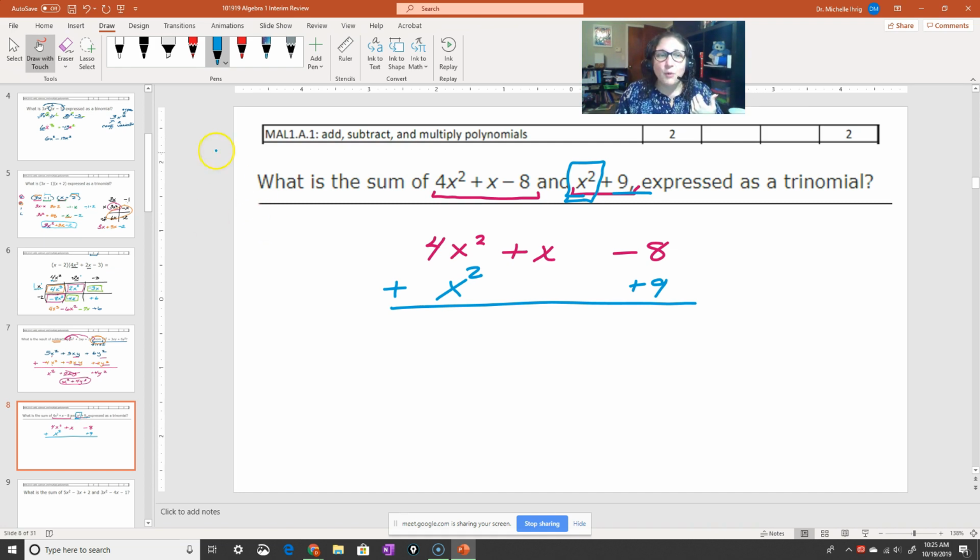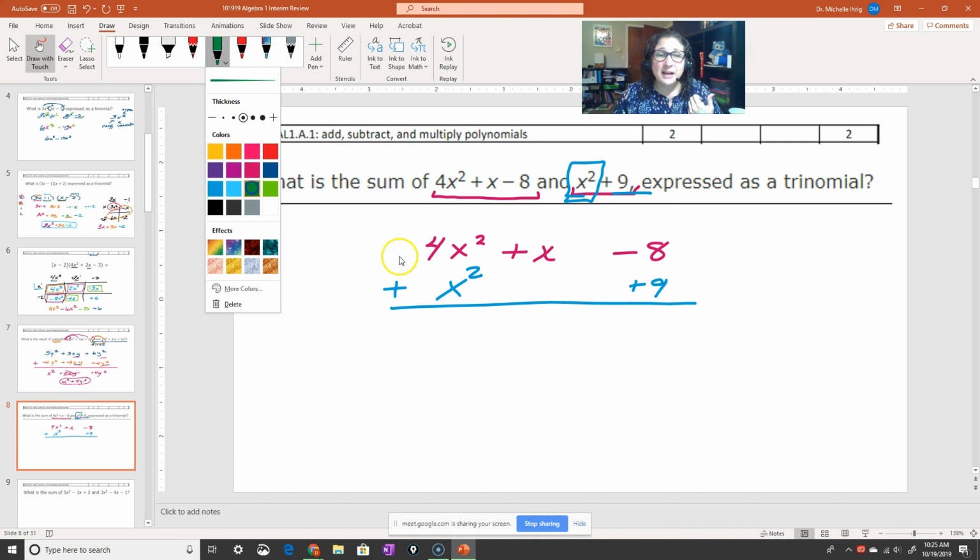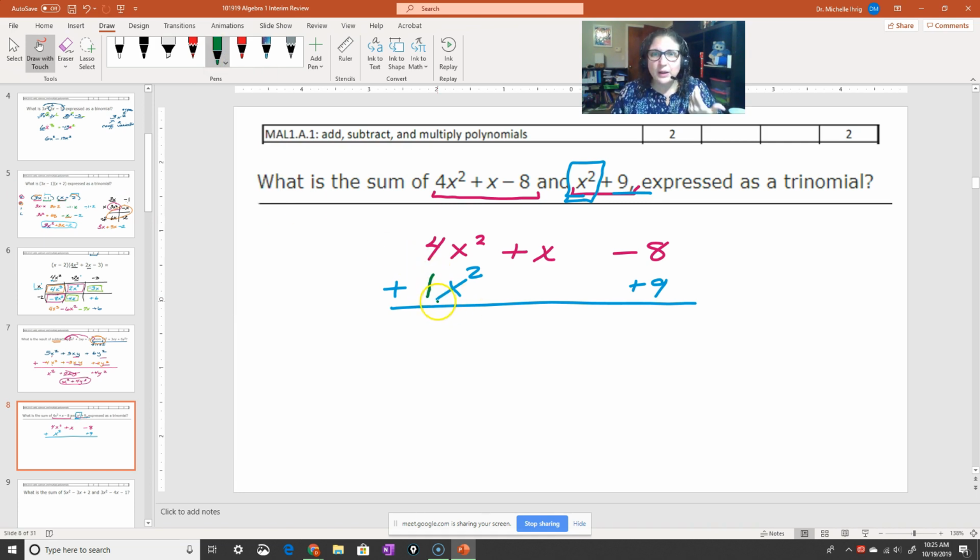So here I've got 4. And because I know that there's nothing written, this is really like a 1. So I've got 4 plus 1 is 5. And then that variable just jumps down. Then the x falls out. And then I just do the math on my calculator. -8 plus 9. It's like you owe your mom $8, but you give her 9 instead. You gave her an extra $1, plus 1. And that's it.